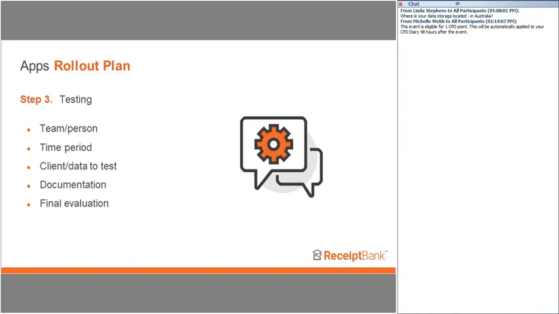From there, you can start to test. So first and foremost, is this something that's going to work within your team or for the individual that's implementing the change? What kind of time periods is it going to take to actually implement? Do you have sufficient data to actually test this in a real-world environment? Is it documented? Do you know what change is coming? And then finally, just evaluating and making a decision.